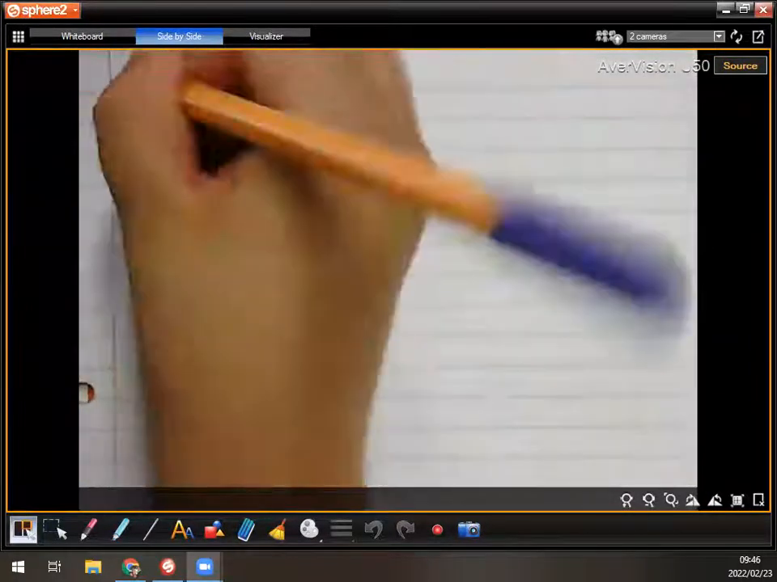So, let's do another example. We can go through this page. Okay, so we're just going to do another example. Let me just find one here.